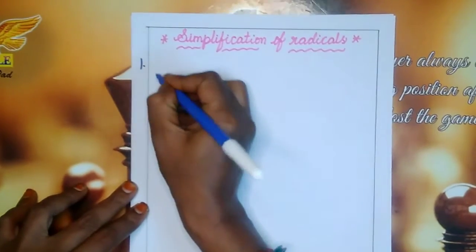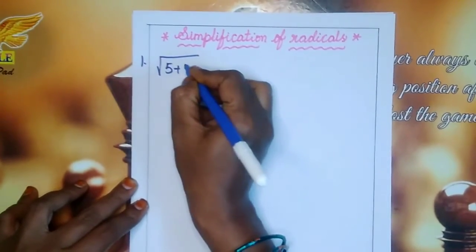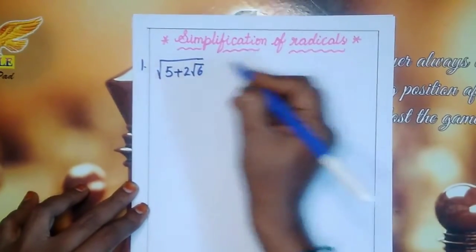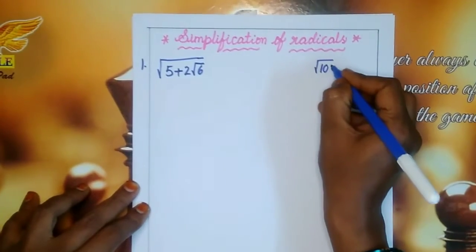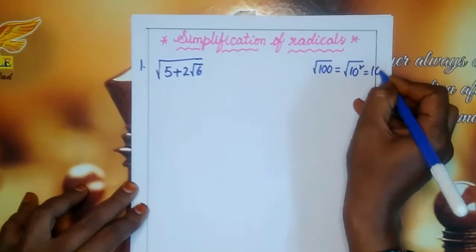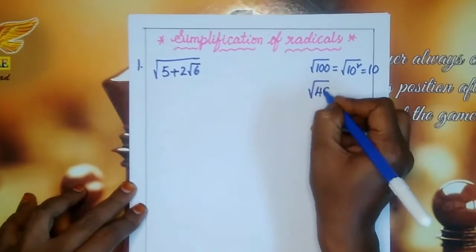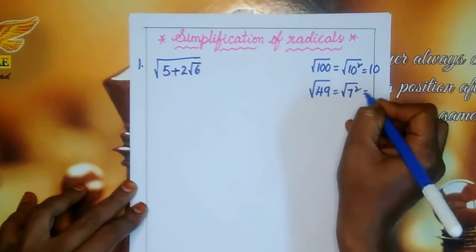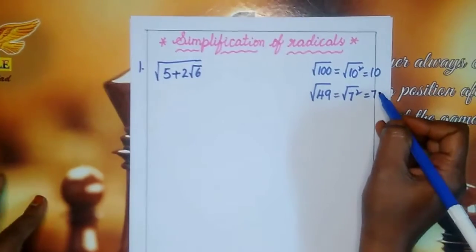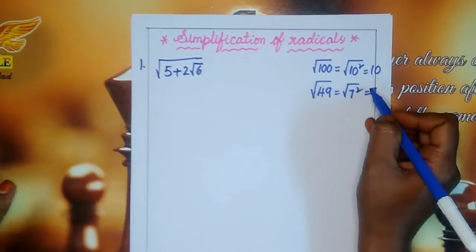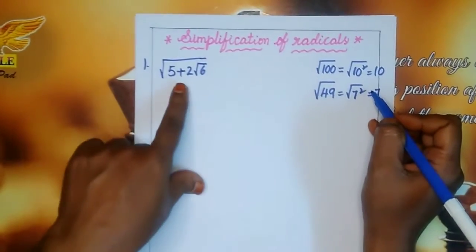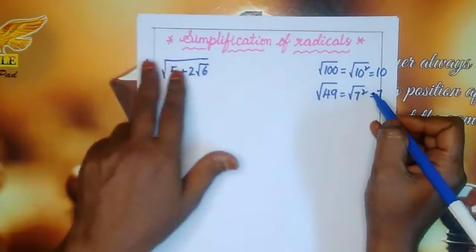Today's first question, square root of 5 plus 2 root 6. How to find out the square root of this? Here, you know how to write square root of 100. Yes, 100 can be written as 10 square, so that you got 10 is the answer. In the same way, what is the square root of 49? It is 7 square, which is 7. That means what we have done here, we arranged the number as a perfect square, then we got its square root value. In the same way, we have to arrange this inner part 5 plus 2 root 6 as a perfect square. If you arrange like a perfect square, you will get square root value for this.